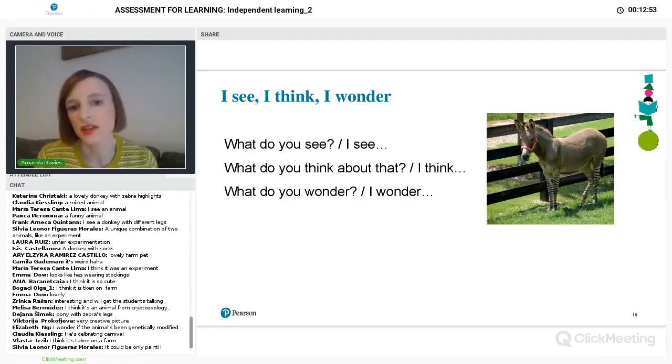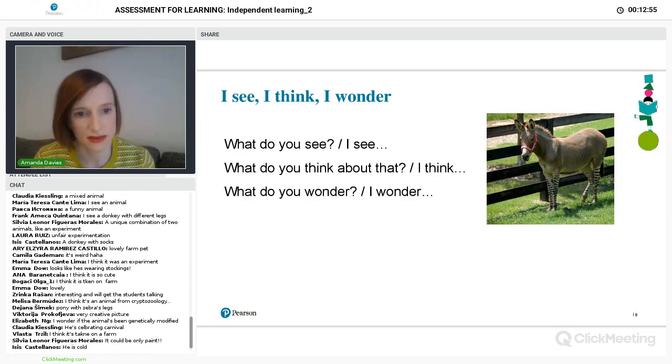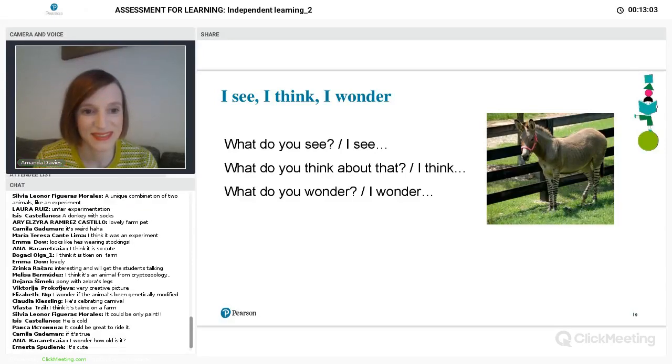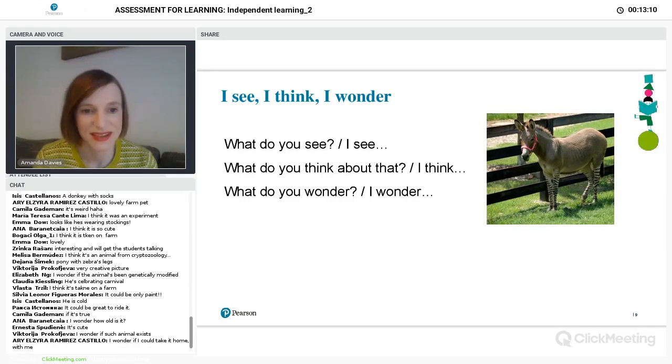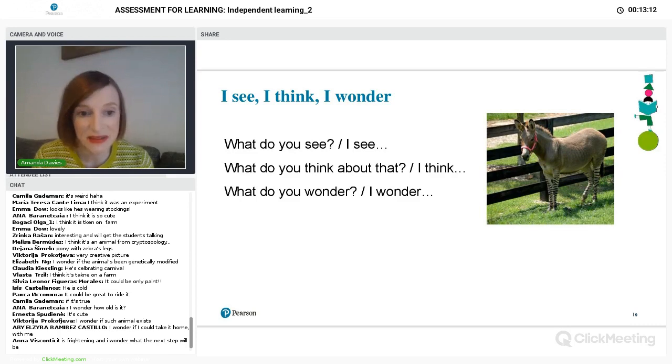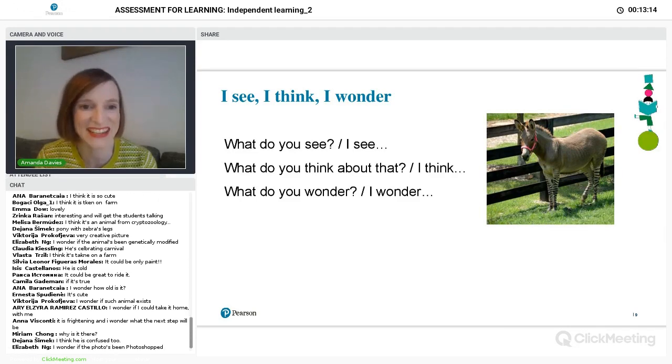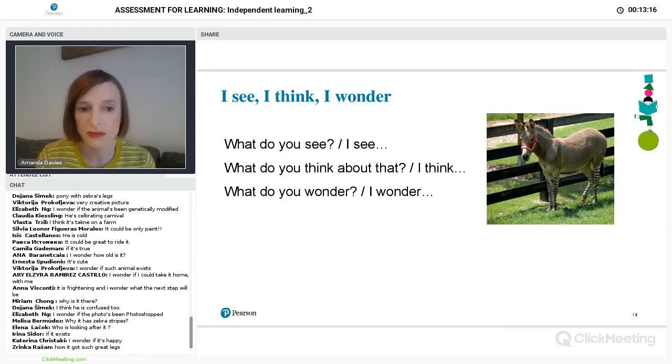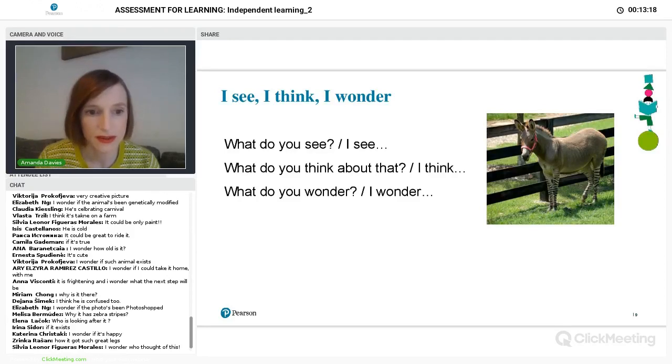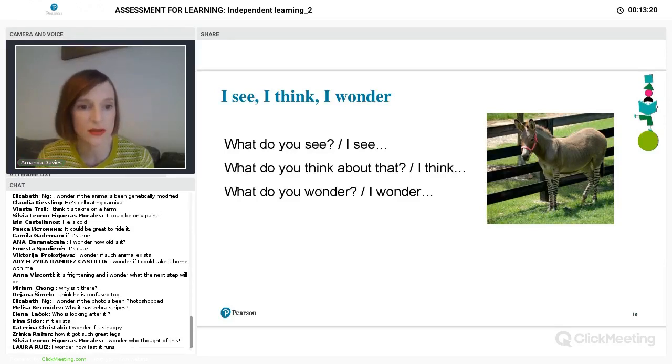Okay. What about the third question then? So what do you wonder about this picture? It could be paint, yeah. It could be paint. Maybe it's not real. Okay, so does it exist even? Can I take it home? Can it be my pet? Yeah, I wonder if it's photoshopped. Where is it? Who looks after it? Who thought of it? How fast does it run?